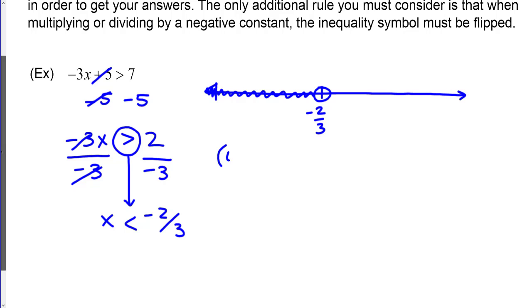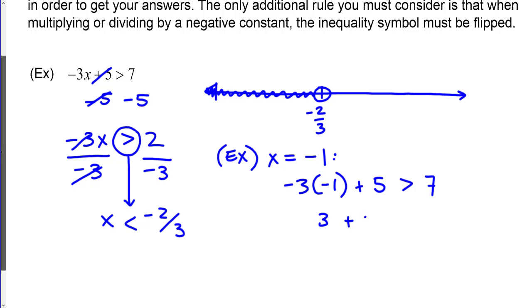For instance, if I chose x equals negative 1, if I plug negative 1 into the original inequality, then I would have negative 3 times negative 1 plus 5 should be greater than 7. Negative 3 times negative 1 is positive 3. 3 plus 5 is 8, and 8 is greater than 7. So that results in a true statement.